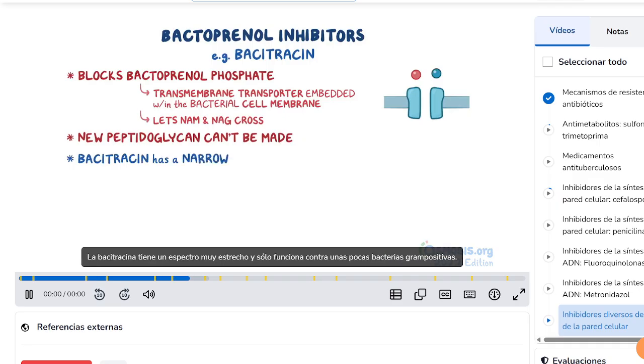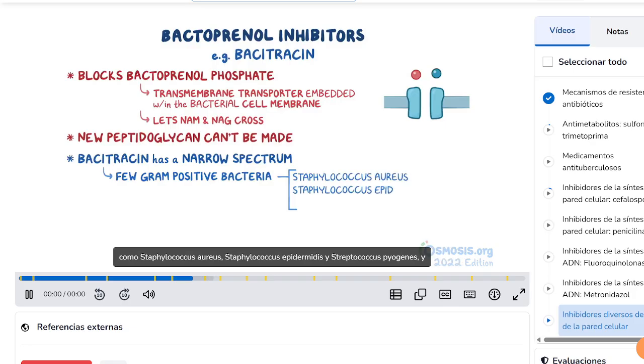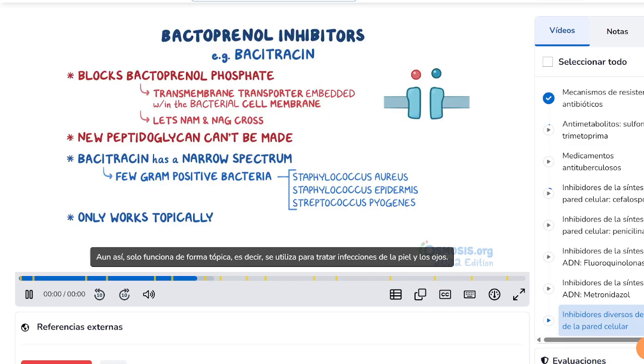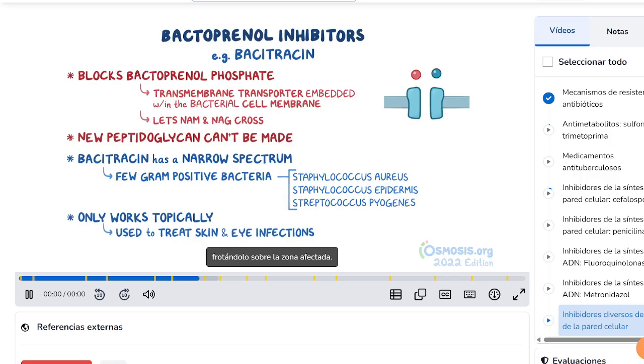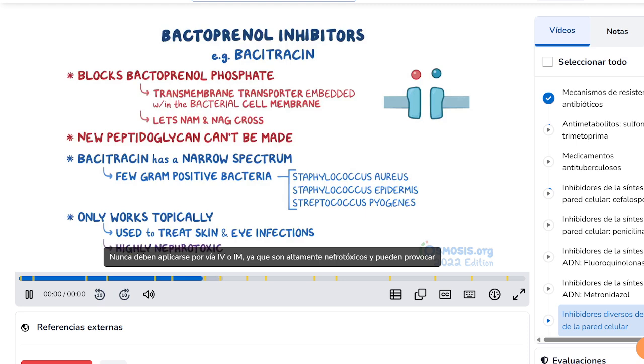Bacitracin has a very narrow spectrum and only works against a few gram-positive bacteria like Staphylococcus aureus, Staphylococcus epidermidis, and Streptococcus pyogenes. And even then, it only works topically, meaning it's used to treat skin and eye infections by rubbing it onto the affected area. They're never to be applied intravenously or intramuscularly, as they're highly nephrotoxic and can lead to renal failure if used for systemic infections.